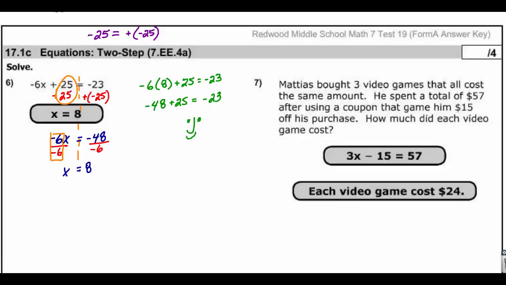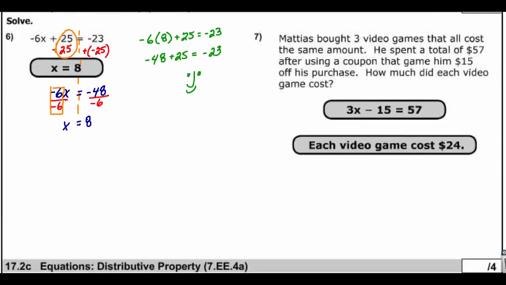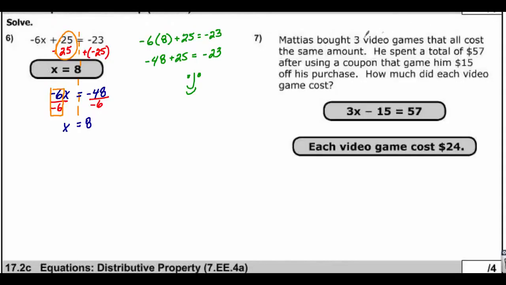All right, over to the word problem. Mattias bought 3 video games that all cost the same amount. So since we know they all cost the same amount, we can represent them like so. So in this case, x is the cost per game.